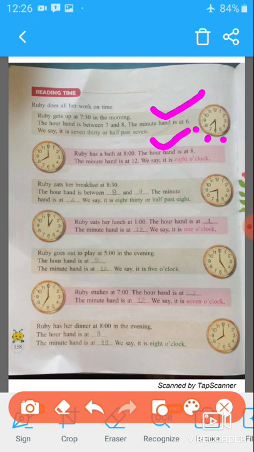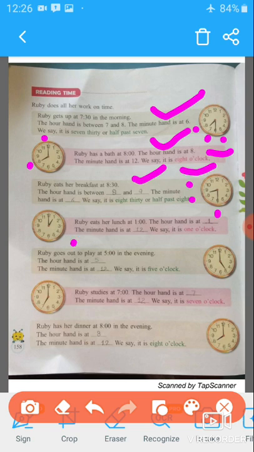Now let's take another example. Ruby has a bath at 8. The hour hand is at 8 and the minute hand is at 12. We say it is 8 o'clock. Ruby eats her breakfast at 8:30. So students, can you tell where the hour hand is? Right, between 8 and 9. And the minute hand is at 6. We say it is 8:30 or half past 8.